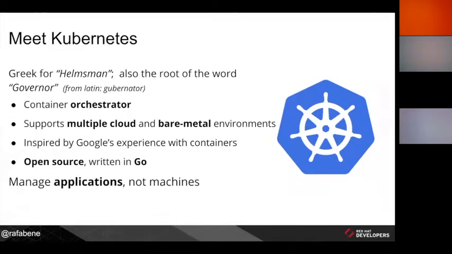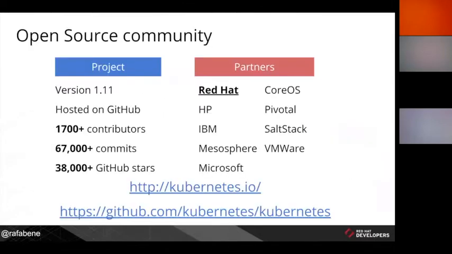And to solve that problem, we can use Kubernetes. Kubernetes, it's an interesting word. It comes from the Greek for helmsman, and it's also the root of governor. It's meant to manage applications, not machines. It's an open source project written in Go, and it's inspired by Google's experience with containers, which goes back to 2004. Since 2004, Google has been using containers.